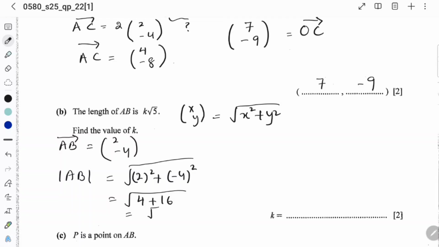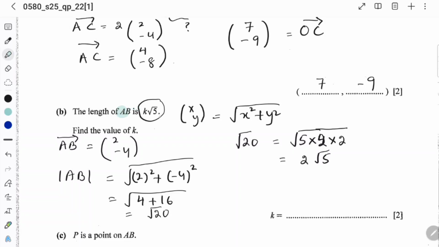which is equal to the square root of 20. So we'll have to write it in this form. 5 times 4 is 20. We know that square root 20 is equal to square root of 5 into 4. You know that 4 means 2 into 2. You can find this out with the help of prime factorization also. So we can write 2 square root of 5. They're telling us that the magnitude of AB is k square root 5. So just compare with k square root 5. So k will be equal to 2 in this question. Okay, so k is equal to 2.